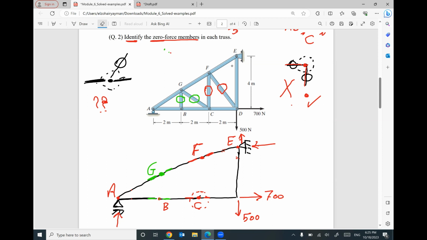So my recommendation, don't forget to redraw your truss. Don't forget to redraw your truss with your pencil so you can erase the 0 force member. So redraw your truss with a pencil, then you can remove the 0 force member.